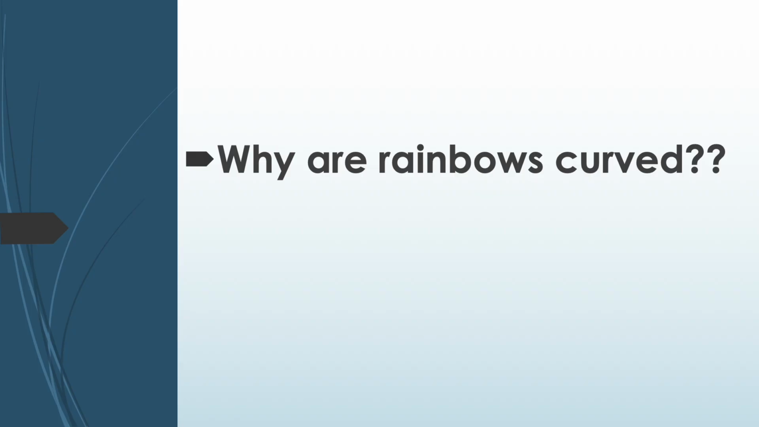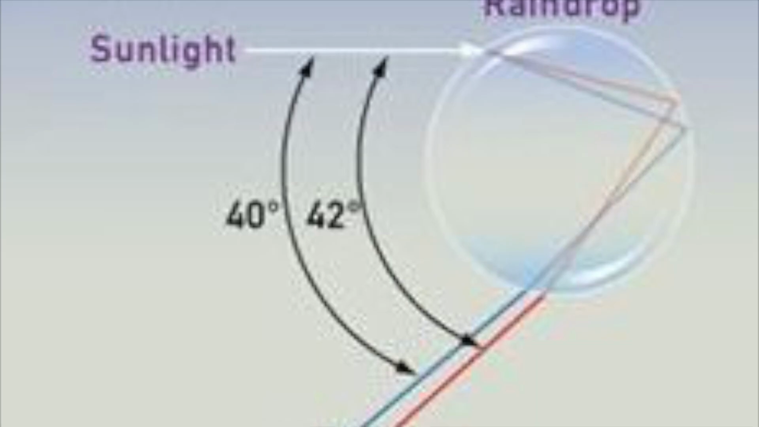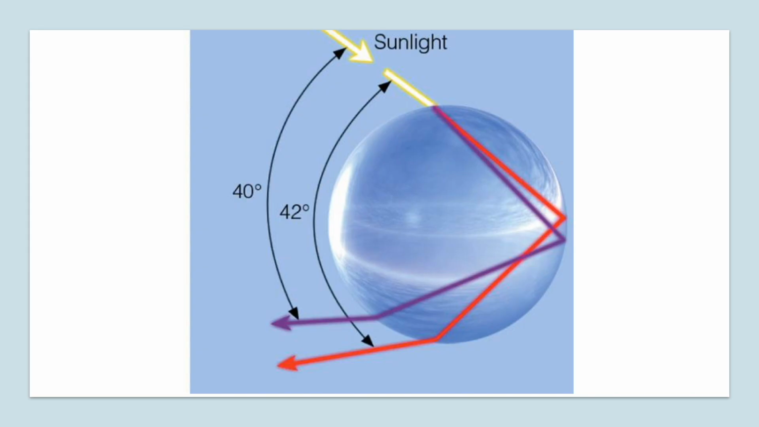Now let's see why rainbows are curved. The final thing that happens when sunlight hits a raindrop is that some of the light bounces back. It's called reflection. When we look at the rainbow, we are actually seeing this reflected light. In raindrops, sunlight bounces back most strongly at a certain angle.